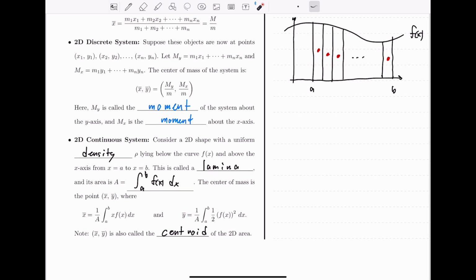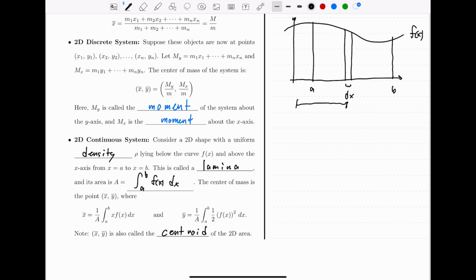So now, rather than thinking of all these subdivisions, let's just think of a representative slice of the lamina. So we have a representative slice here. This has some little bit of thickness dx, and it is at a distance of x from the y-axis. We're measuring along the x-axis a distance of x to get to this slice. The height of this slice is the value of the function at x. The height here is simply f of x. And the center of mass is right there in the middle of that rectangle.